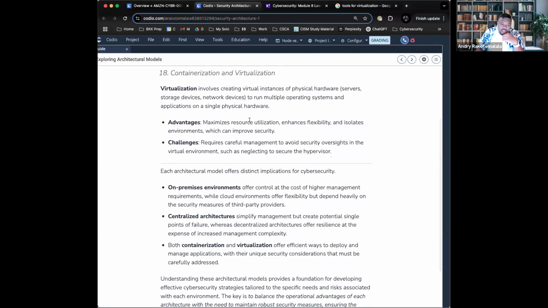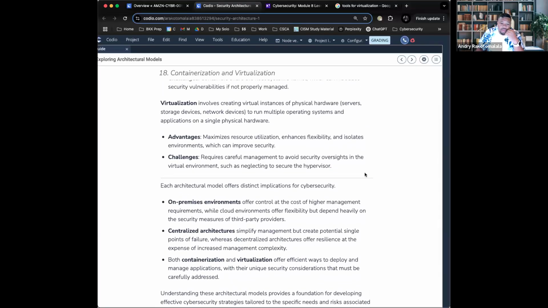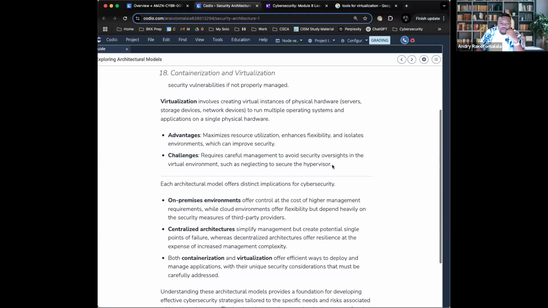When you do this, though, you need to be careful to have the right configuration set in place, because if you don't have the right security measures, it is possible that whatever you're doing on that virtual computer could reach your actual physical computer. Okay?